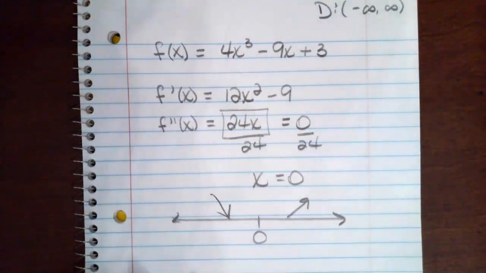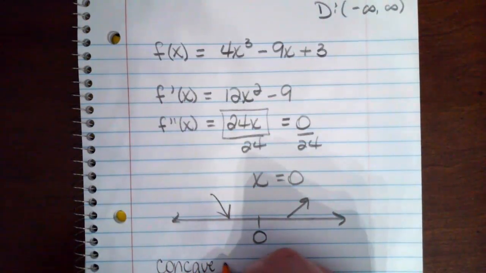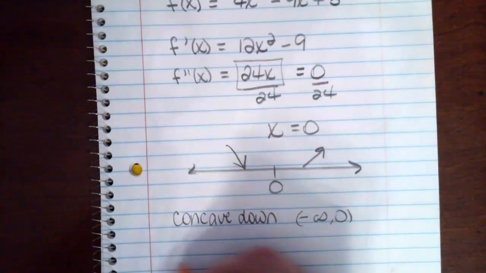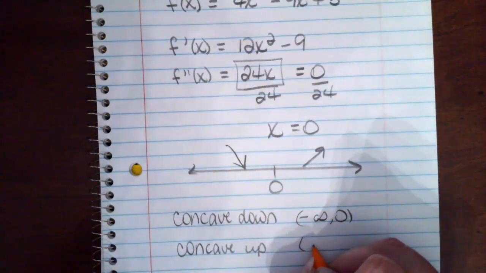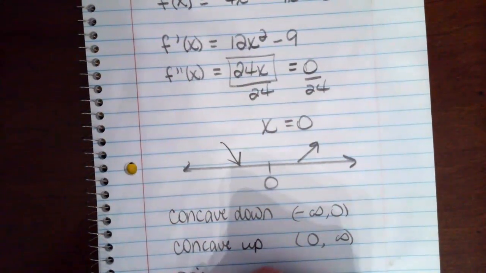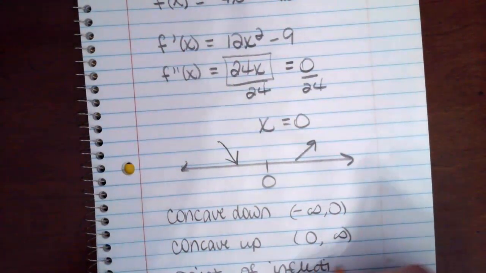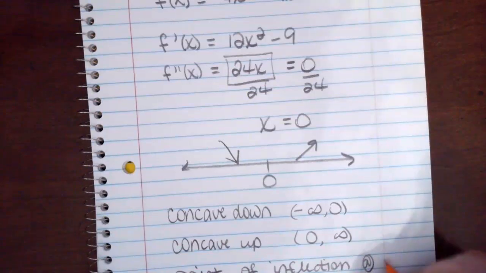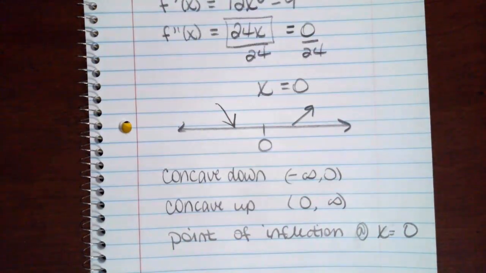So where do I change concavity? I'm concave down from negative infinity to 0. Concave up from 0 to positive infinity. And where do I have a point of inflection? At x equals 0. Okay, and that's Module 7.